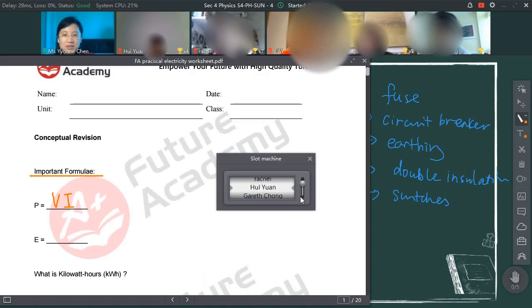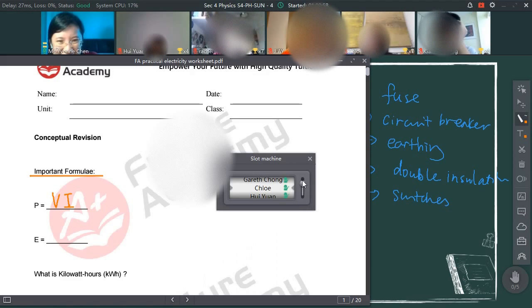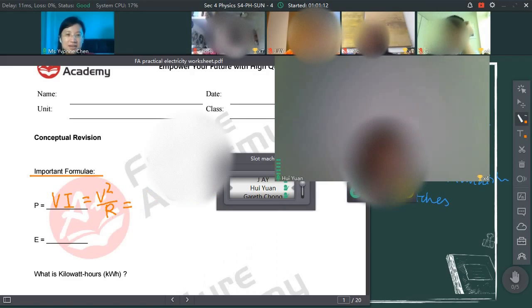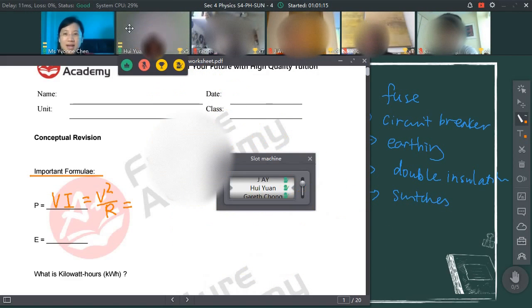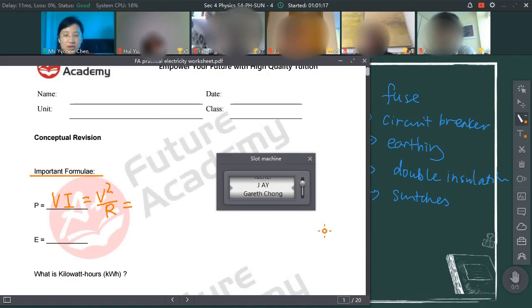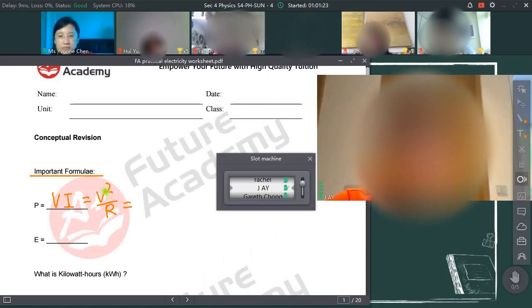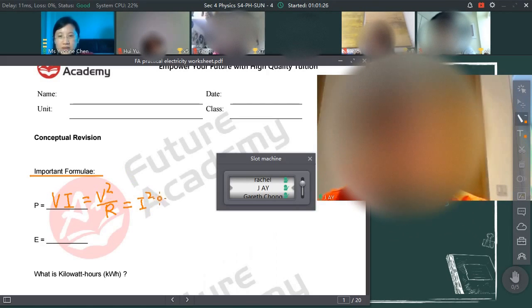Okay, next one. Guiyuan, any other formula for power? V square over R. Very good. Excellent. Thank you. There's one more. Okay, class, there's one more. Okay, Jonathan, what is the last formula? I square times R. Very good.